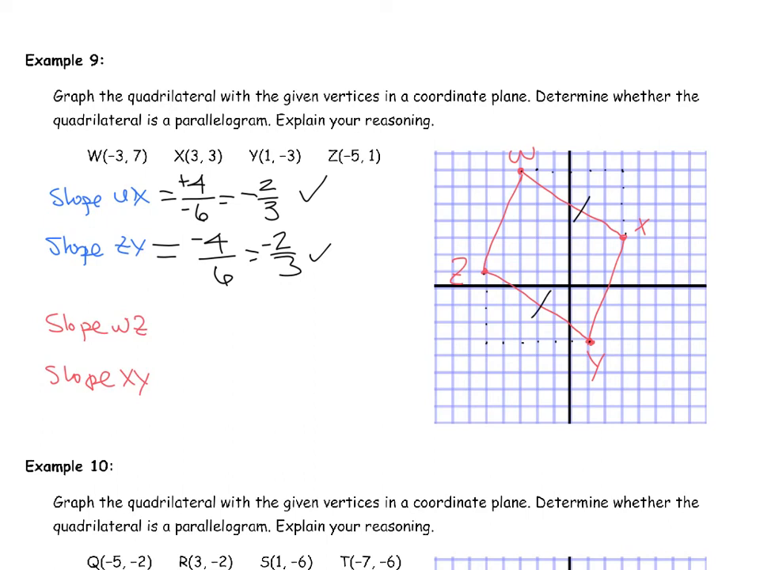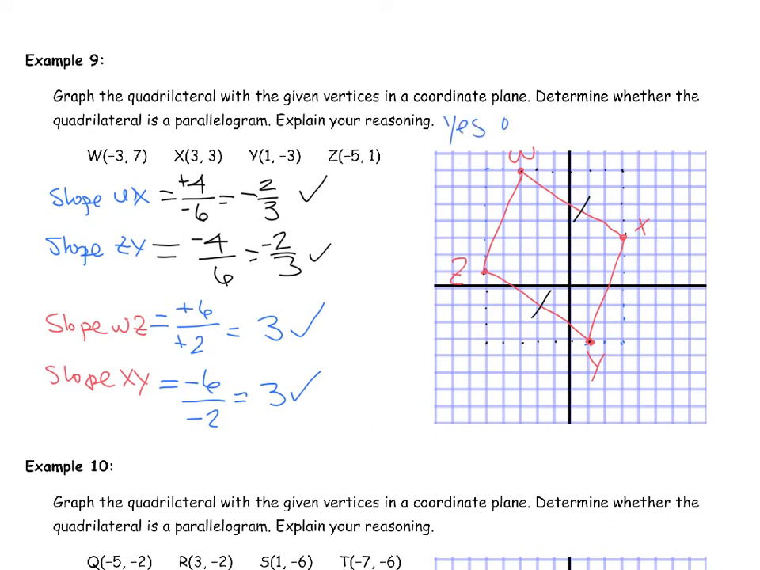Let's start with WZ. From Z, I would go up 1, 2, 3, 4, 5, 6. So I go up 6, so that's positive 6. And I go over 1, 2 to the right, so that's still positive. And that gives me a slope of 3. So we're going to hope that XY gives me the same slope. Here, let's start at X. We're going to go down 1, 2, 3, 4, 5, 6. Down 6, that's negative 6. Over to the left, 1, 2. Left is negative as well. That actually does reduce to a positive 3. Check, check. So the answer is yes.